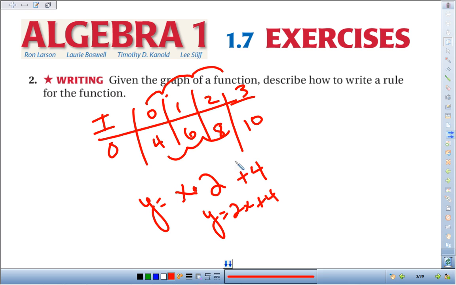Now, that would be for this specific case. But in general, I think those are kind of the steps you want to take. Look for addition, subtraction, multiplication, or division to go from the input to the output. If that doesn't work, look for how much the output changes every time, and then write a rule from there.